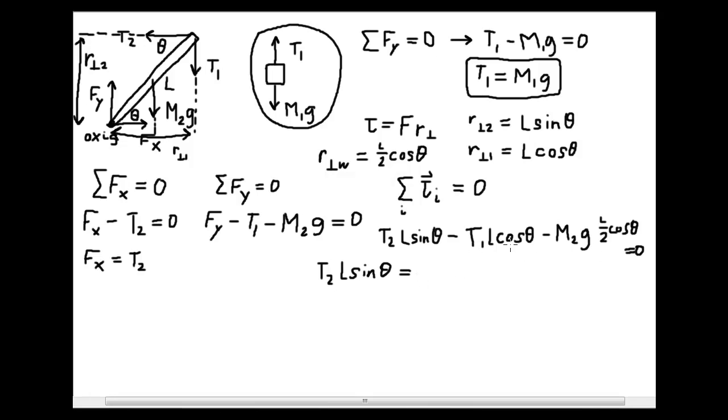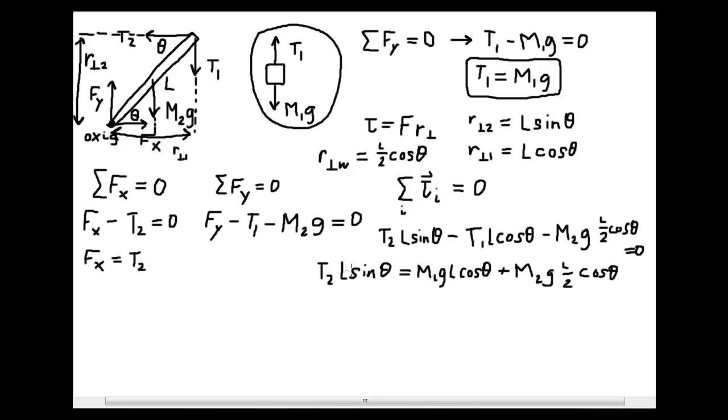So one of them will be T1 L cos theta, or M1G L cos theta. And the other one, clearly, is M2G L over 2 cos theta. So plus M2G was already in there, L over 2 cosine theta. Now we can see that there's only one unknown in this equation, and that's T2.